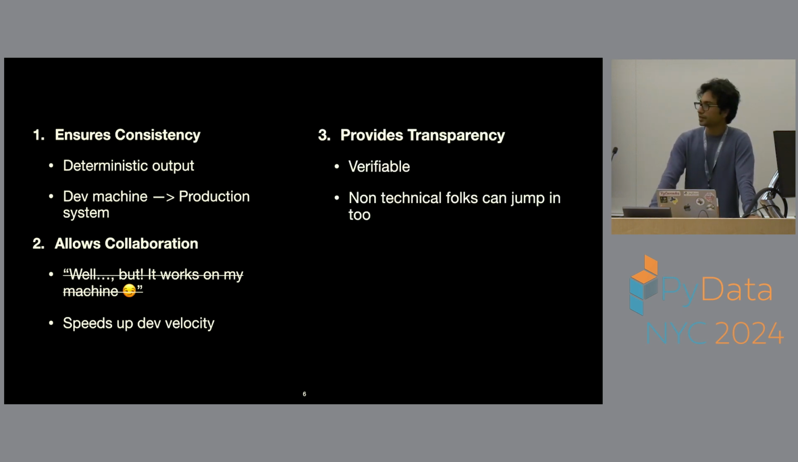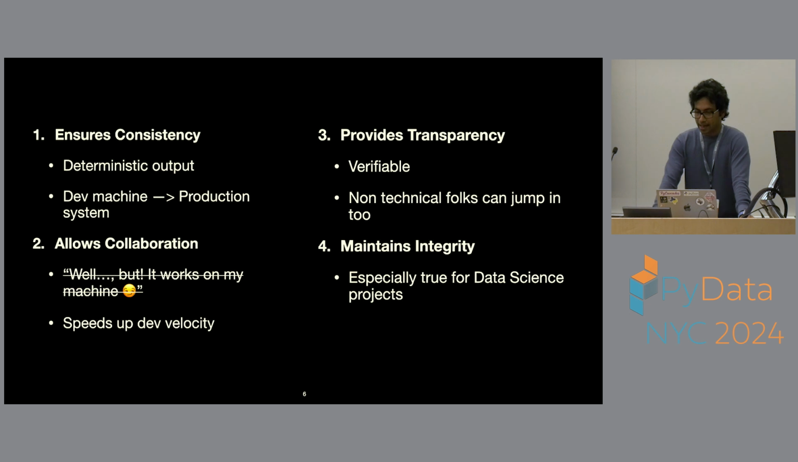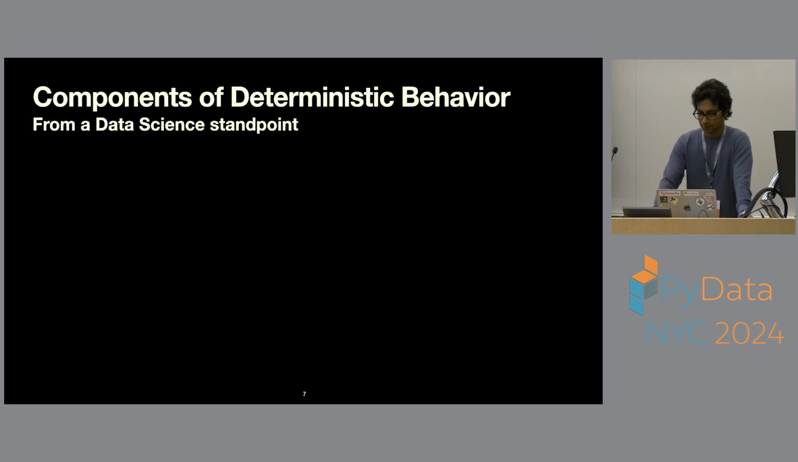It also provides transparency, right? Because things are pretty verifiable. If you want to share this with another stakeholder in your project, they can look at it, even though they are non-technical. And finally, it maintains some integrity, especially true for data science projects, just because of the stochastic nature of it. So it's very important for that as well.